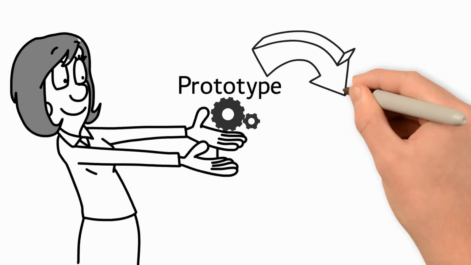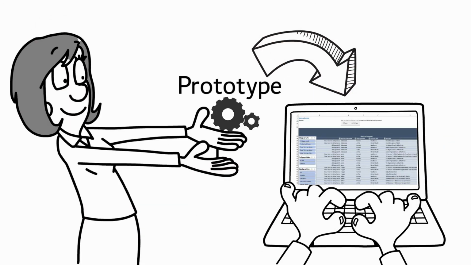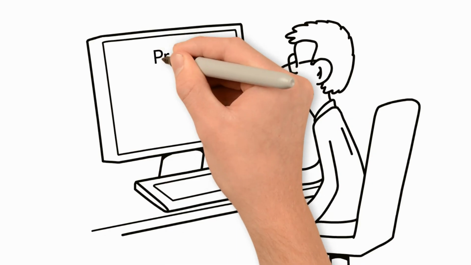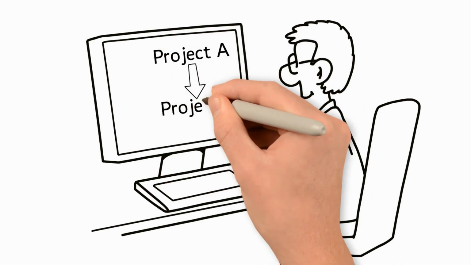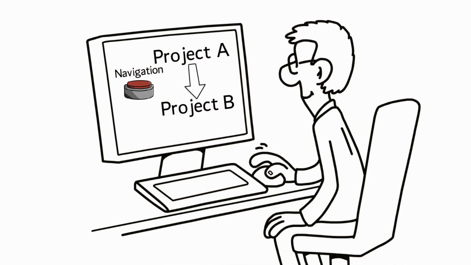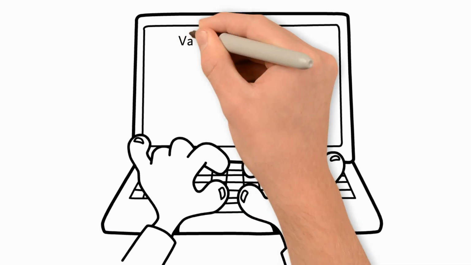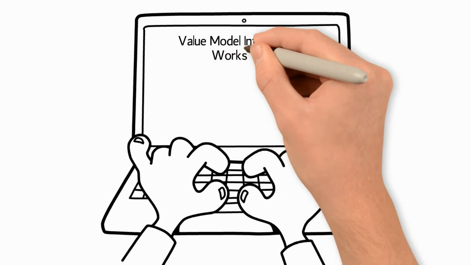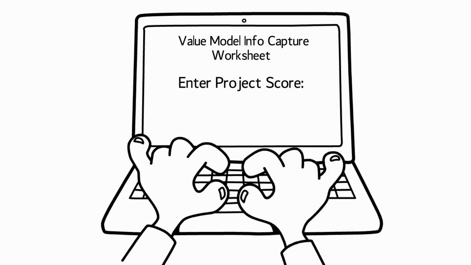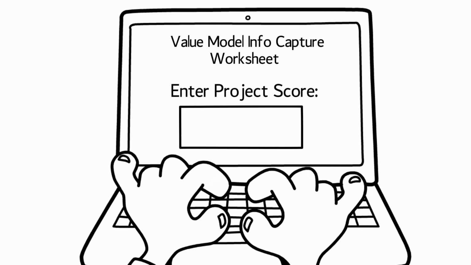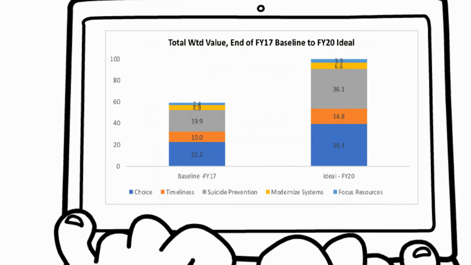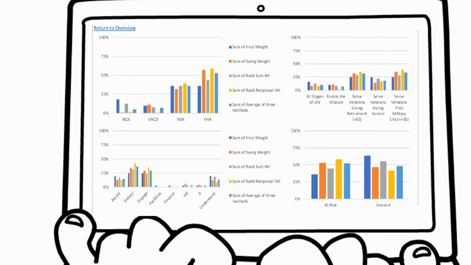The prototype provides data that maps many aspects of the VA. Leaders can quickly toggle on different groupings of projects using the navigation buttons on the left side of the table. This table maps VA strategy, VA priorities, measures, and many other features. The Value Model Info Capture Worksheet tab is the place where project scores are entered. All the calculations are behind the scenes and displayed on the dashboard tabs.